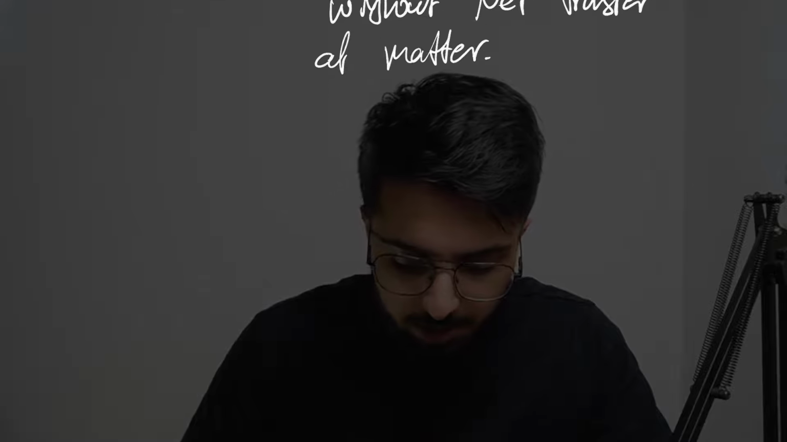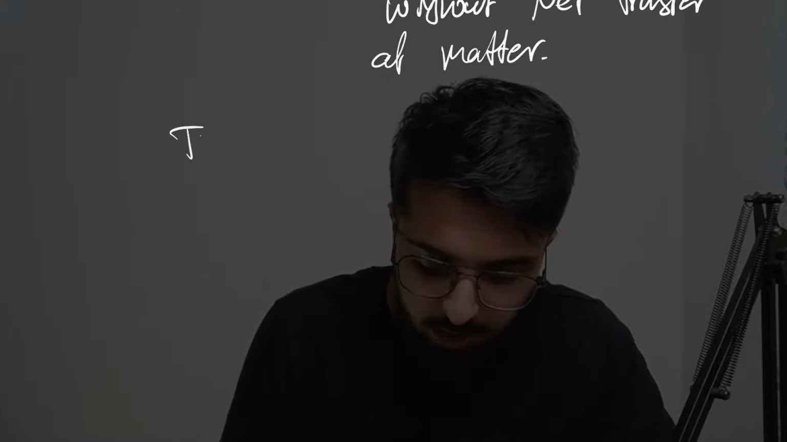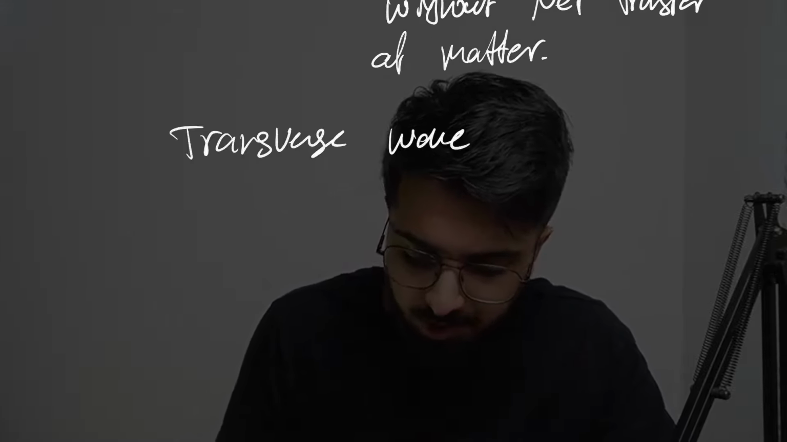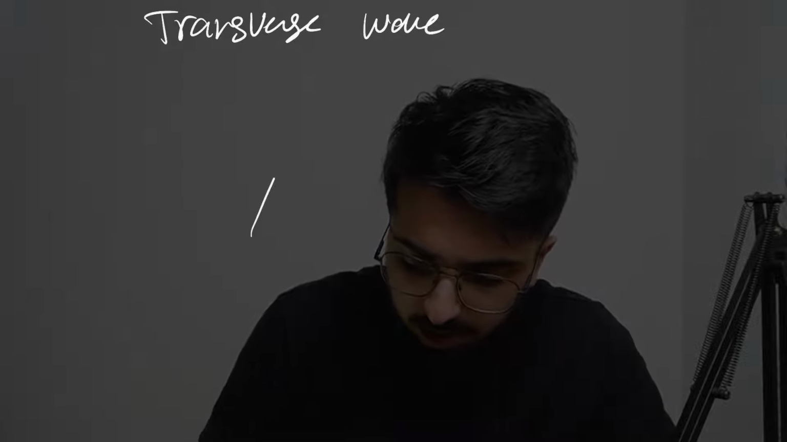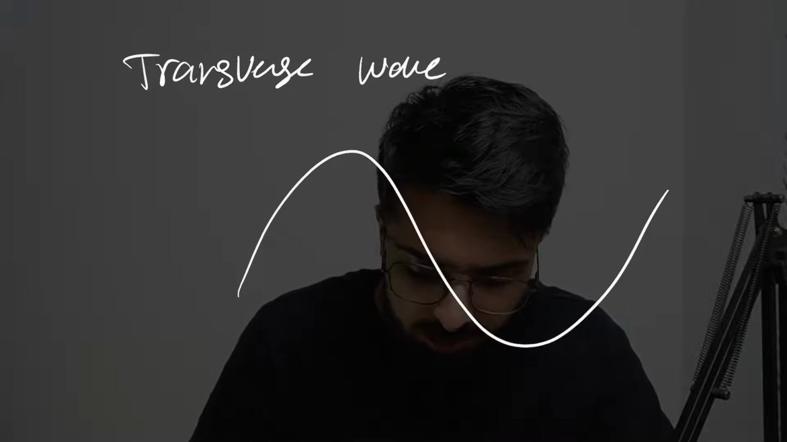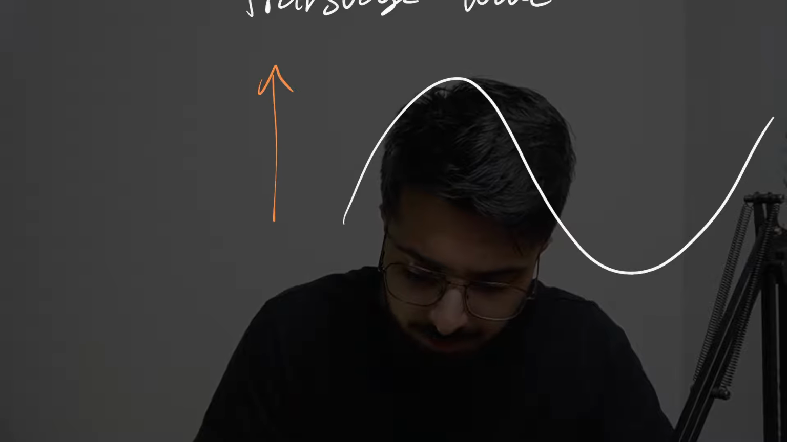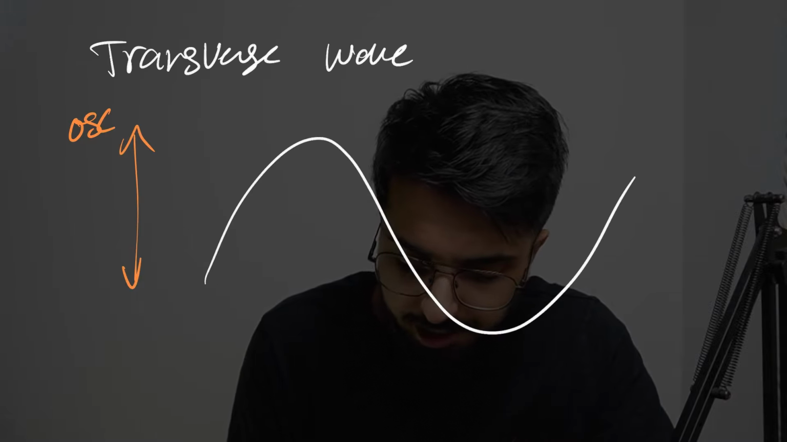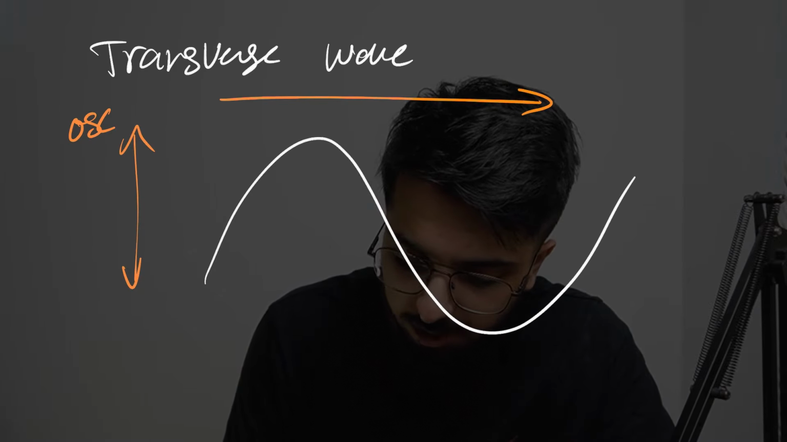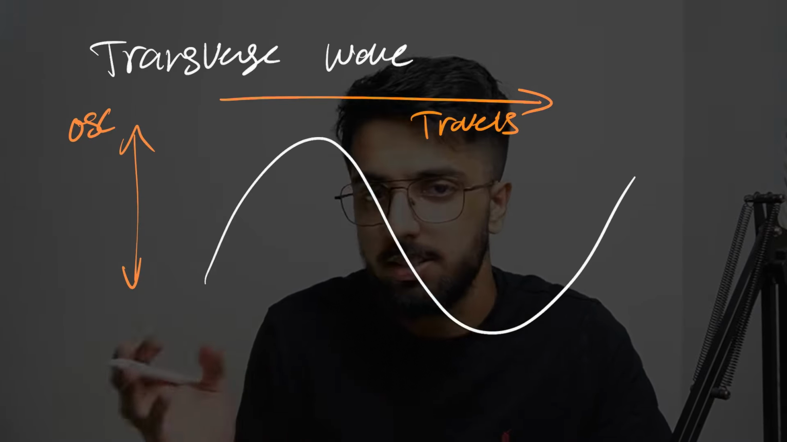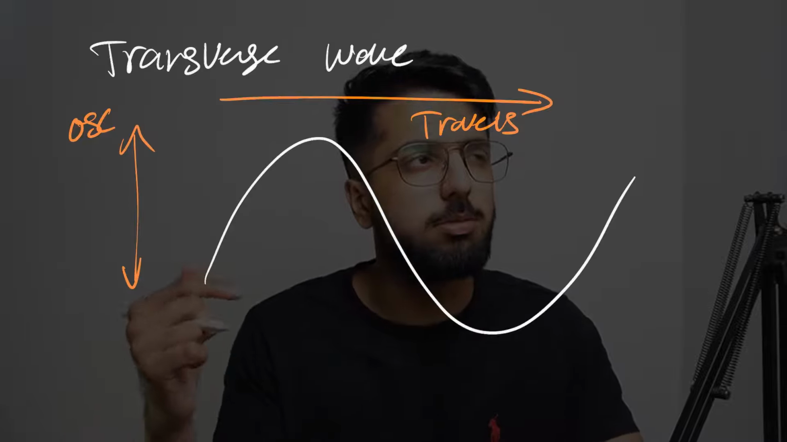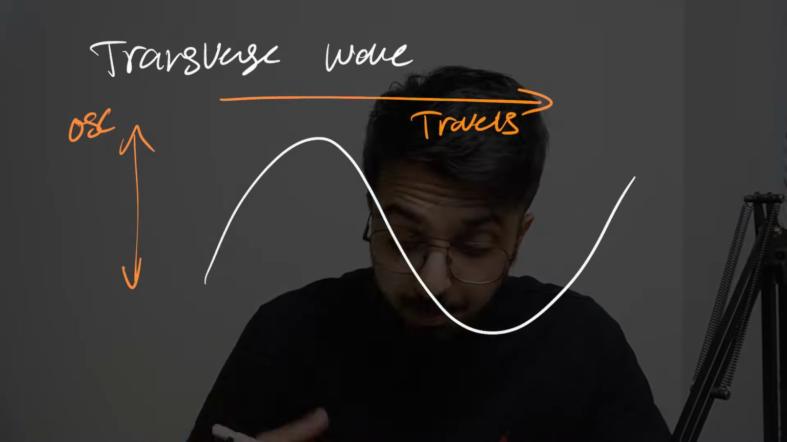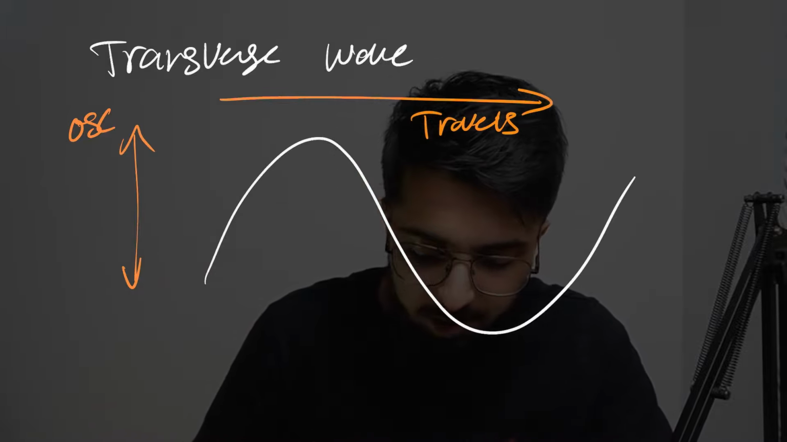The first type of wave that we can have is a transverse wave. Okay, so this is a wave that kind of looks like this. In this type of wave, the oscillation is up and down, but the wave travels from left to right in this scenario, but it can also travel in all directions, right? It doesn't really matter. But for this depiction, it's traveling from left to right, okay?